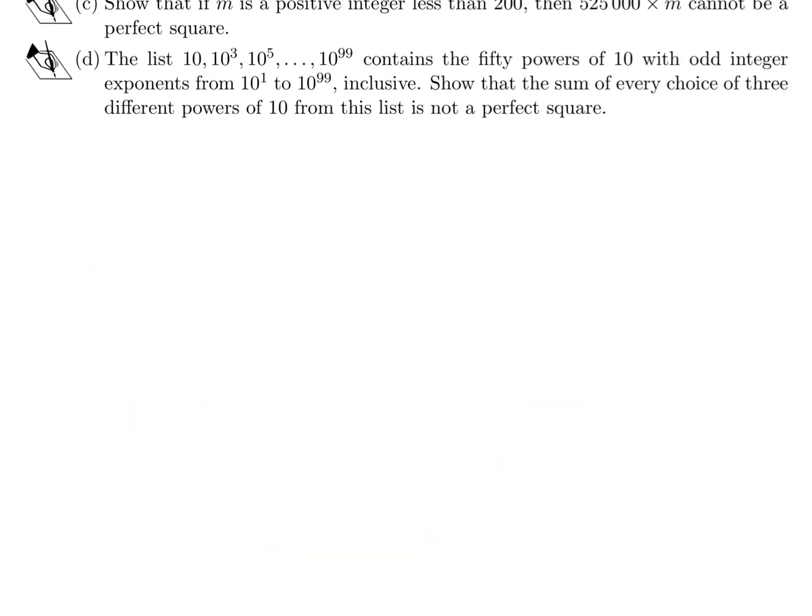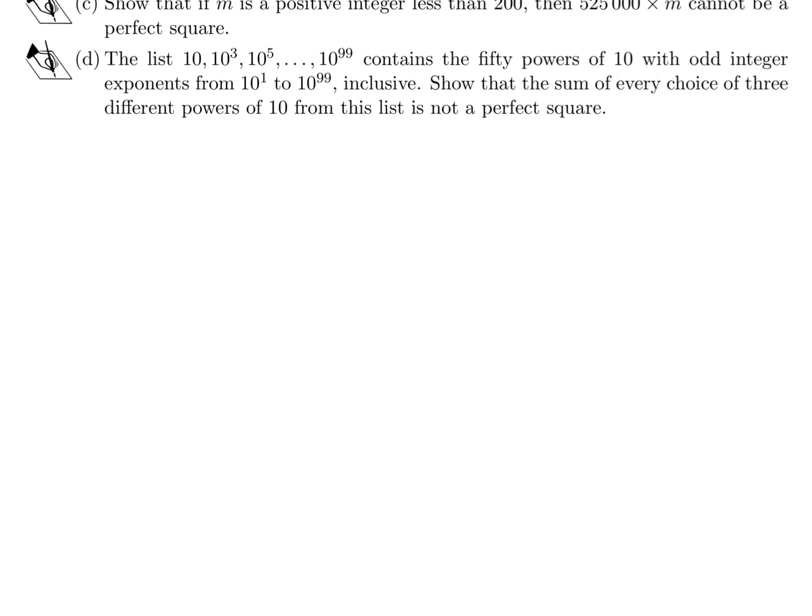The list 10, 10 to the power of 3, 10 to the power of 5, all the way up to 10 to the power of 99 contains the 50 powers of 10 with odd integer exponents from 10 to the power of 1 to 10 to the power of 99 inclusive. Show that the sum of every choice of 3 different powers of 10 from this list is not a perfect square.